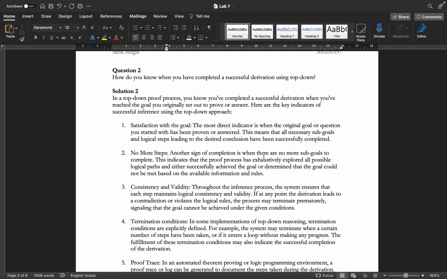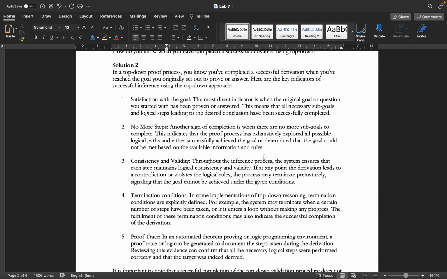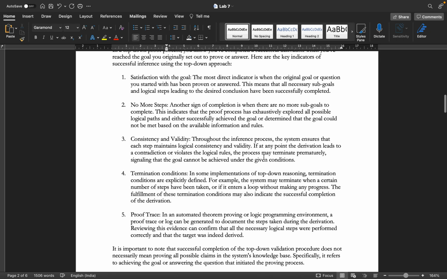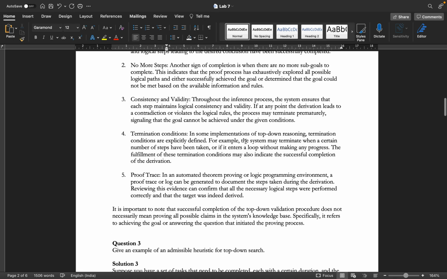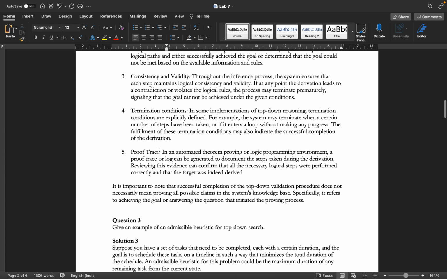The next question is, how do you know when you have completed a successful derivation using top-down? To know that, we need a few main points. The goal is satisfied and we have no more steps to go through, and during the proof all our steps are consistent and valid, and there are no termination conditions, and the proof trace is there.